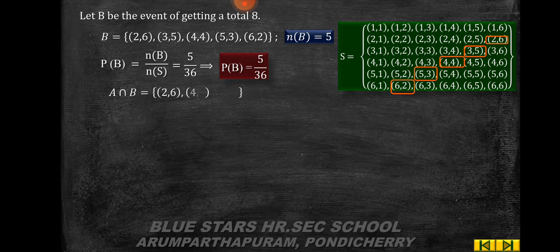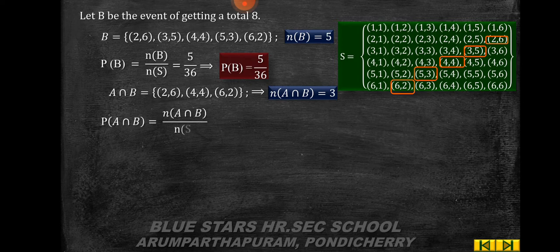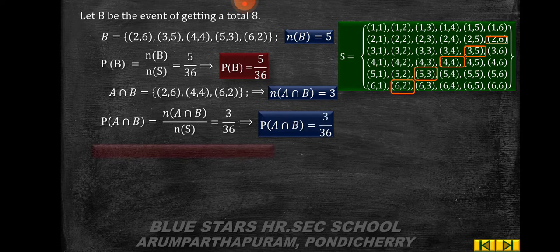Next, A intersection B is equal to (2,6), (4,4) and (6,2). So n(A intersection B) is equal to 3. P(A intersection B) is equal to n(A intersection B) by n(S), which is 3 by 36.